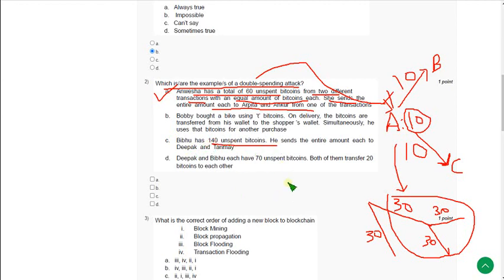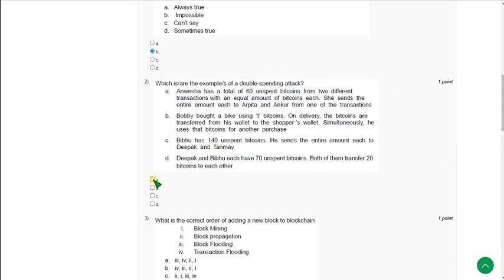140 bitcoins, and he sends the entire amount to each of Deepak and Tanmay. That means 140 and also 140. So it is also a possible answer. I am not sure about B, because here they say the bitcoins are transferred from the wallet, so double spending may not happen. So I am not sure about B. But I think A and C would be the possible answers. So mark option A and option C.